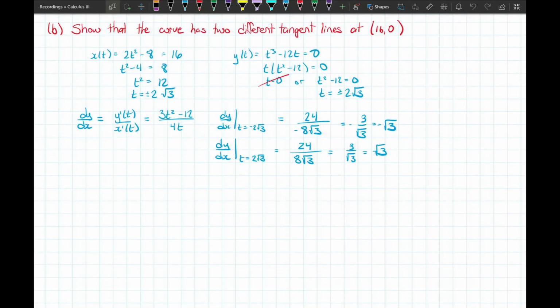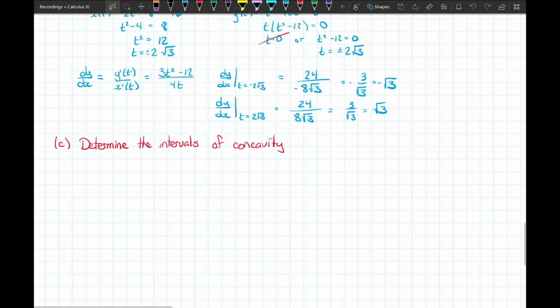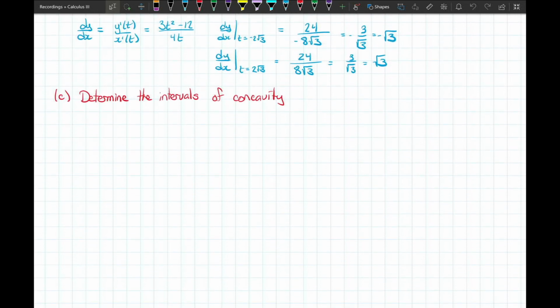But before doing that, there's one more thing that we can take a look at to get a better sense of the shape of this curve without having to use a computer. We might also take a look at the intervals of concavity. Concavity is going to involve the second derivative now. Remember that the second derivative is found by taking the first derivative, differentiating that with respect to time, and dividing by the derivative dx by dt.